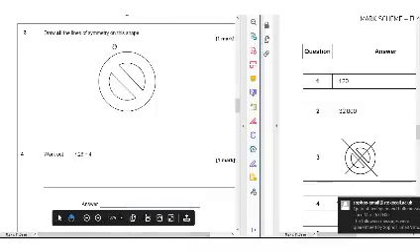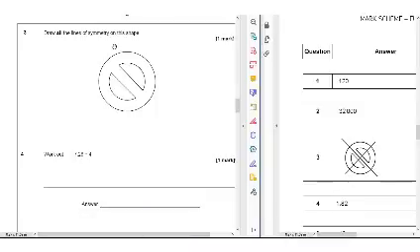Fours into 7 goes once. Remainder 3. 4's into 32 goes 8. Remainder nothing. 4's into 8 goes 2. So you've got an answer of 128, and then you think, well, where does the decimal point go? It goes between the 1 and the 8. Okay.